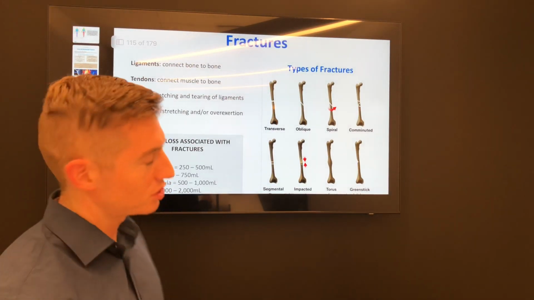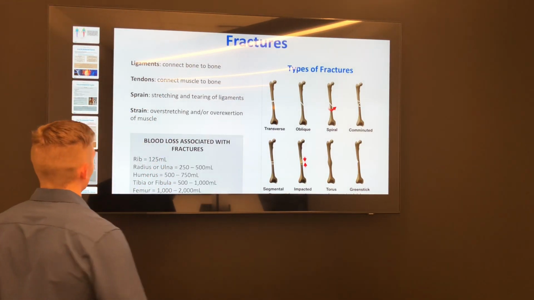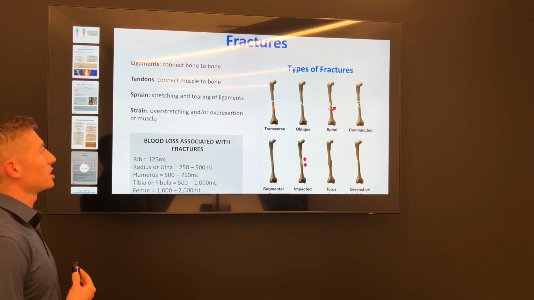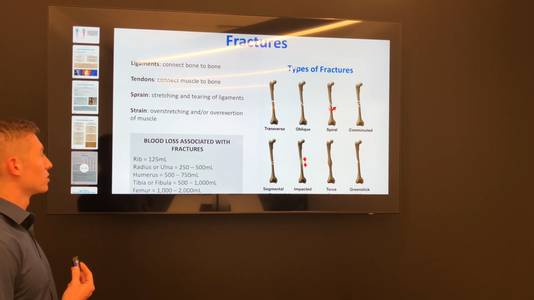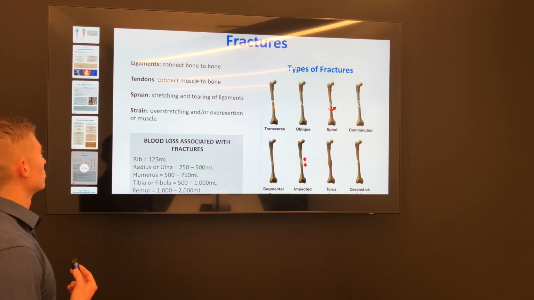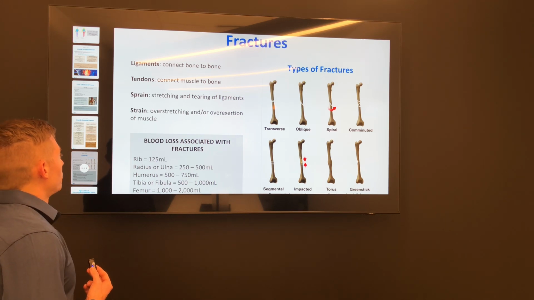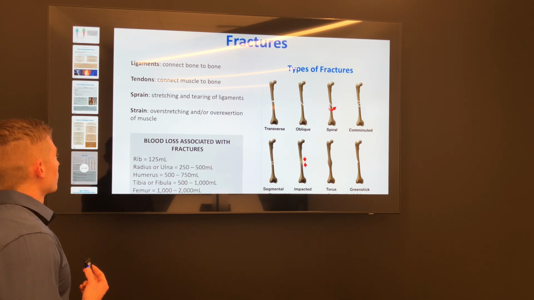Going into fractures, so we have ligaments. Ligaments connect bone to bone. Tendons connect muscle to bone. Sprain, stretching or tearing of the ligaments, and strain is overstretching or overexertion of a muscle. I did one of these to my pet. I think it was strain.